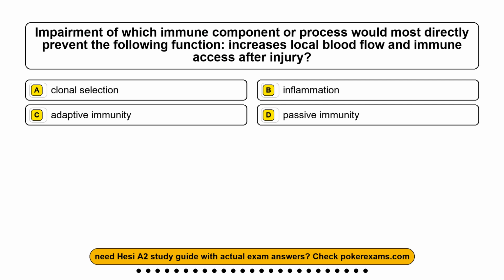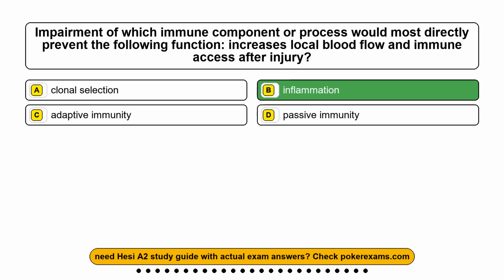Question 9. Impairment of which immune component or process would most directly prevent the following function: increases local blood flow and immune access after injury? Option A, clonal selection. Option B, inflammation. Option C, adaptive immunity. Option D, passive immunity.